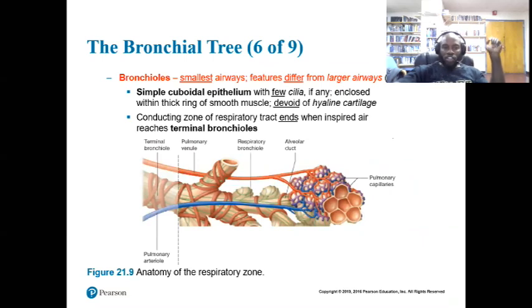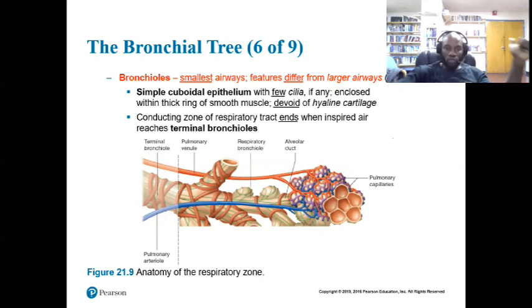All right, bronchioles are the smallest airways. That's going to be basically the last step before we get to the alveoli. We get to these bronchioles, these smaller airways, and their features differ a little bit as well.